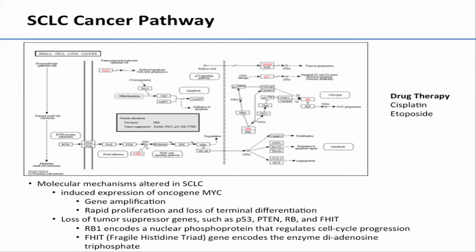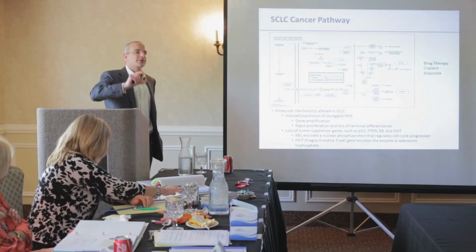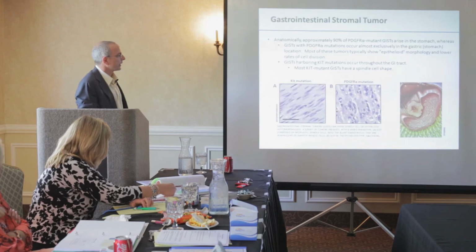And then FHIT, as I call it, I don't think that's the right way, it's FHIT, fragile histidine triad, encodes this enzyme, and that's on chromosome 3p, which is a big cancer area, so just an FYI.